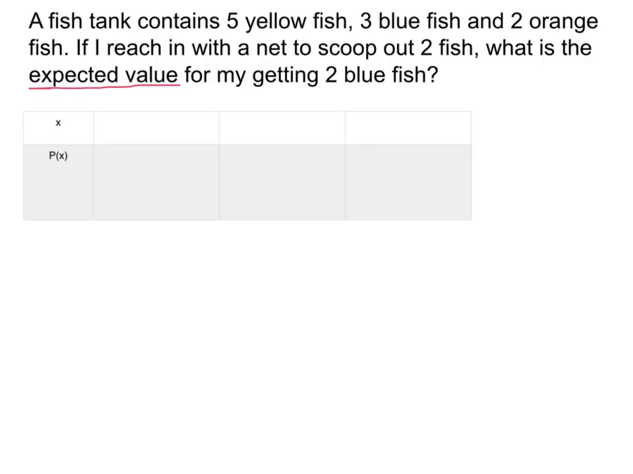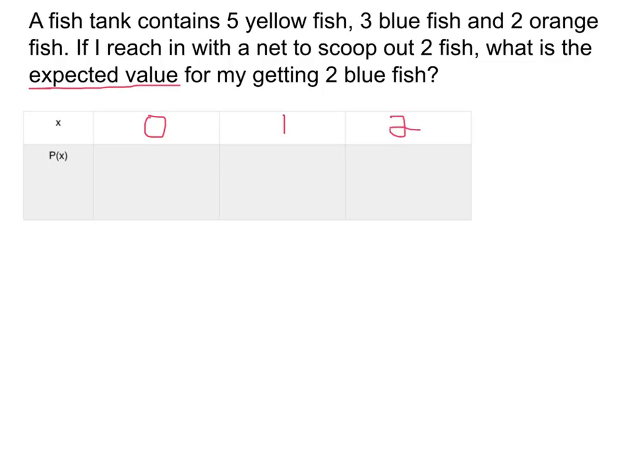So if we're going to do an expected value problem, we need a probability distribution chart, which is exactly what I have here. The first thing we need to figure out is what are the x's? What are the values, the random variables that we have in this problem? Since we're scooping out 2 fish, we can either get 0 blue fish, and that is our first x. We can get 1 blue fish, that is our second x, or both of the fish could be blue and we would get 2 blue fish.